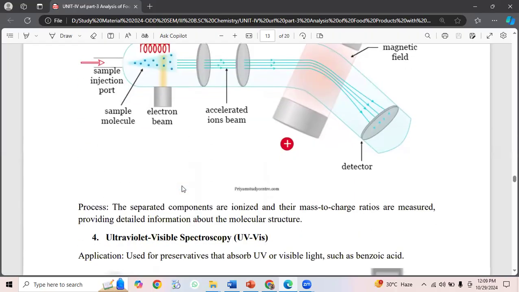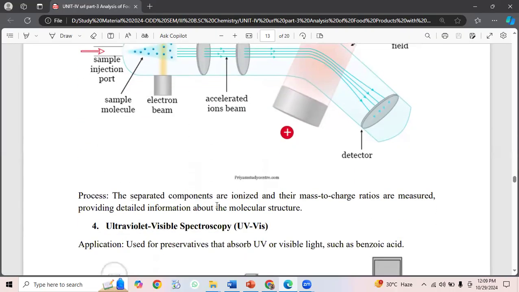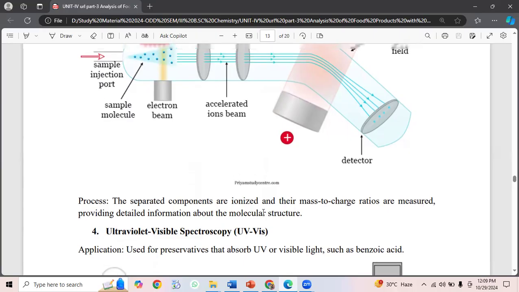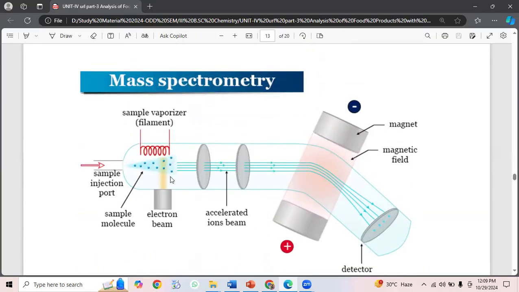First, the separated components are ionized and their mass to charge ratios are measured. This is the main term, that is, the m by z ratios of ions are measured, providing detailed information about the molecular structure. Now we can see a brief working process of mass spectrometry.